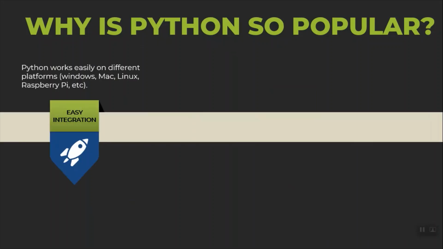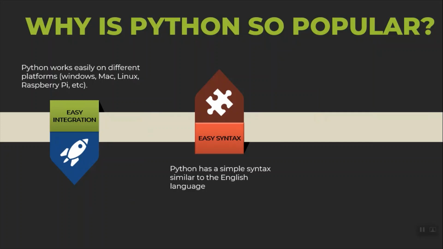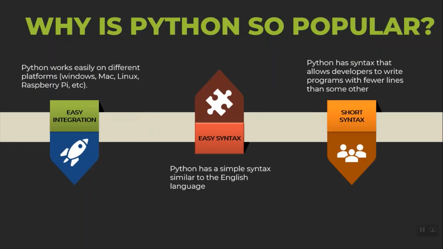Python works on different platforms like Windows, Mac, Linux, Raspberry Pi, etc. So it has an easy integration. Python has a very simple syntax which is similar to the English language. Python has a syntax that allows developers to write programs with fewer lines than some other programming languages.